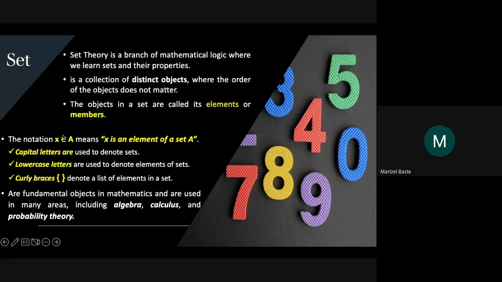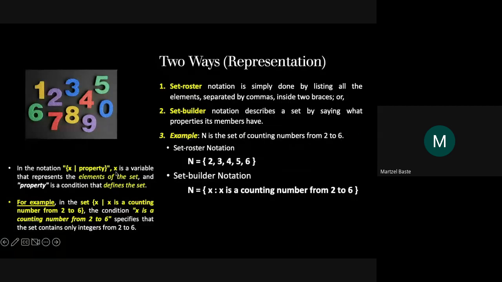So there are certain books that, instead of using the pipeline, or the vertical line, we used to denote it with the element symbol. But usually some books prefer to use a colon. So this is how you read it again: X such that X is a counting number from 1 to 6.